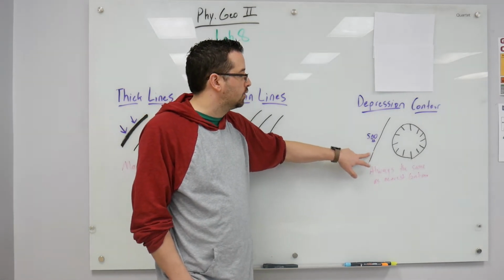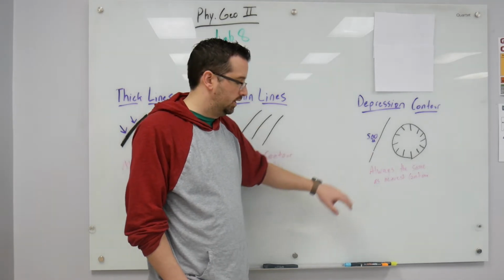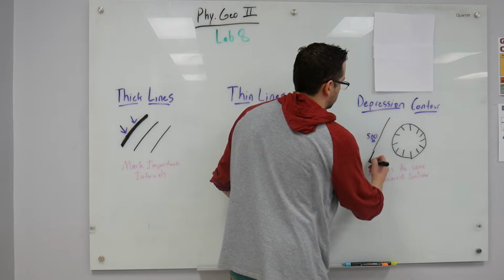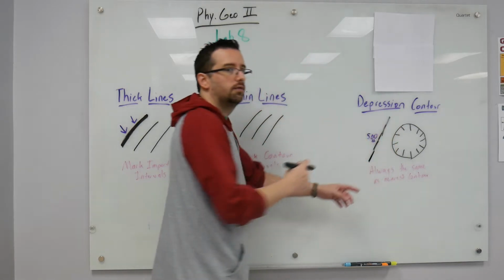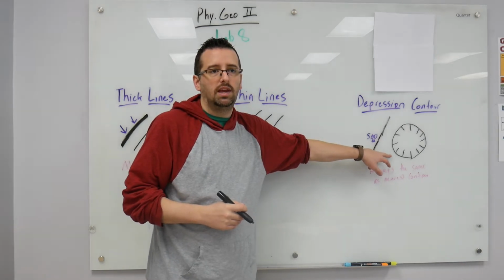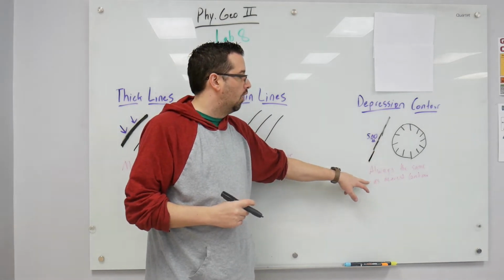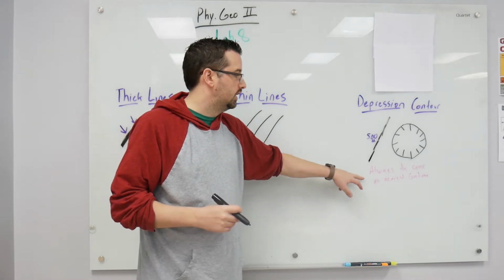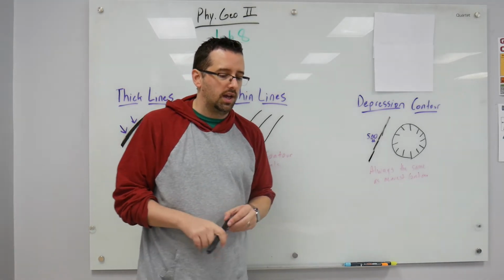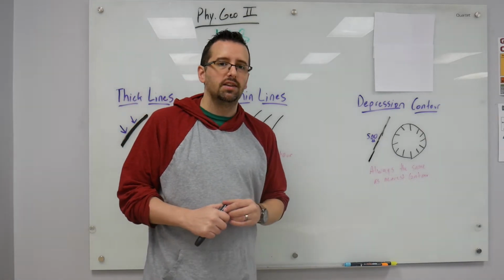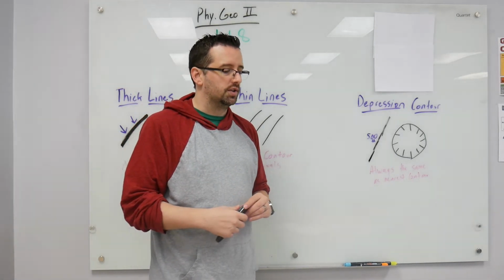So if the nearest contour line is 500 feet, I guess that would be a thicker line, I suppose, the depression line will be 500 feet. It is always the same as the nearest contour. This is the one thing I would say you definitely need to know when it comes to the final. This will be a question on it, so be sure to know that.